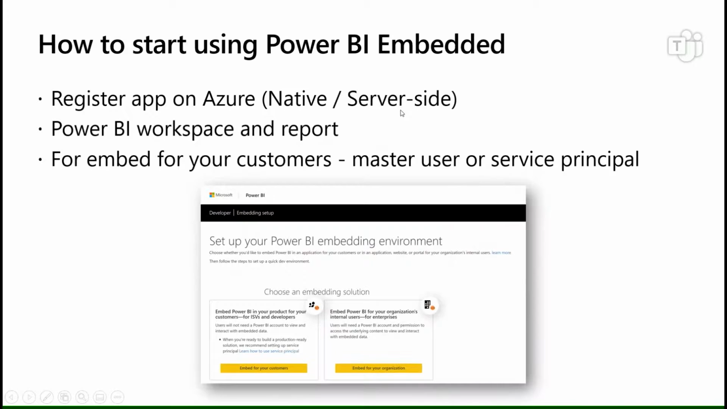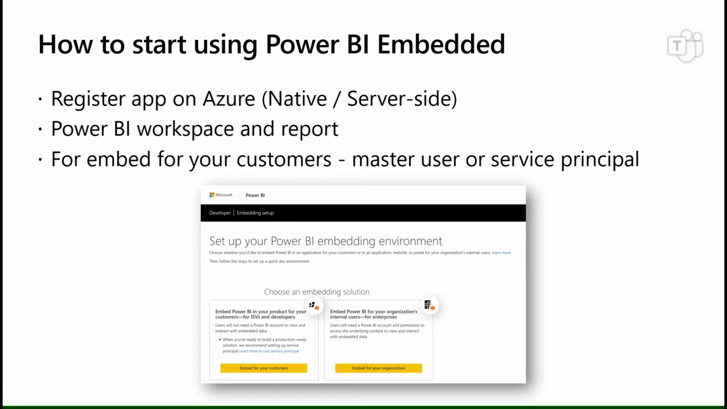But first, let's talk about how to start with Power BI Embedded. In order to start, first you need to register an app on Azure. This can be either a native application or a server-side application. Today we're going to register a server-side application because we're going to use a service principal. Service principal is a way that lets you use app-only authentication to Power BI and not use a master user, which is a user with a username and password. We're going to use the app ID and app secret.